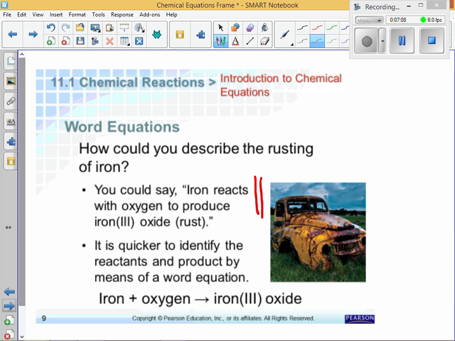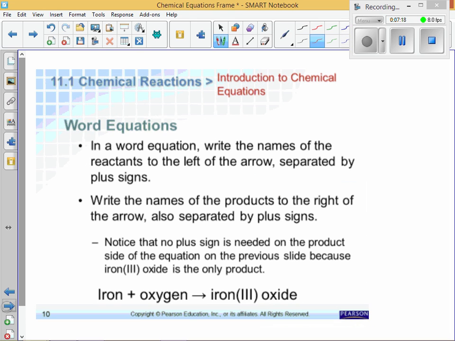It's quicker to identify the reactants and products by means of a word equation. So you say iron plus oxygen react to form iron 3 oxide, but that's not really something that chemists can use. So that's our word equations. In a word equation, the names of the reactants are on the left side, separated by plus signs. What do the plus signs mean?